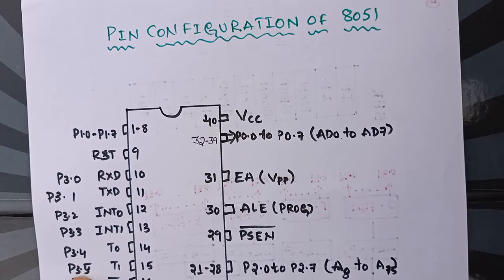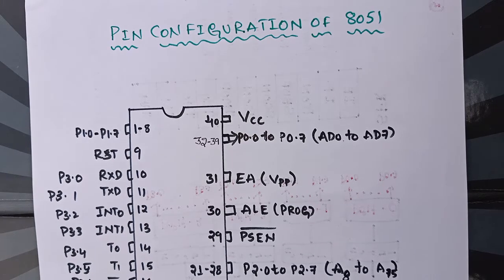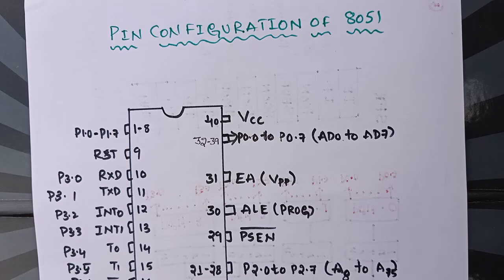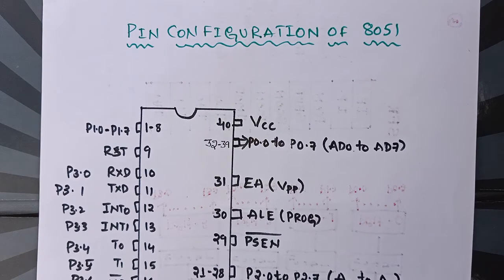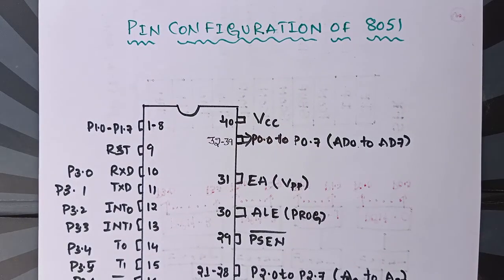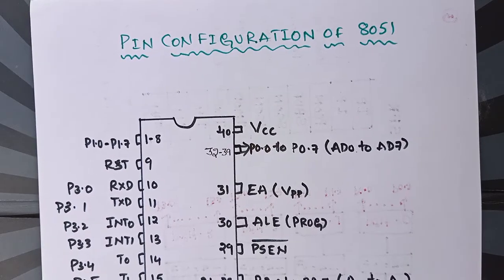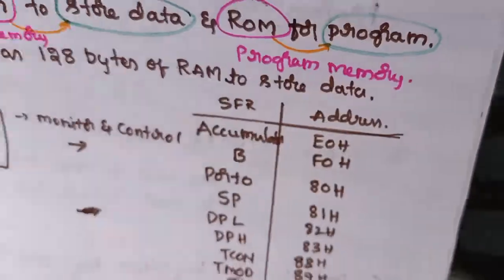P3.4 and P3.5 are used for the timers: pin 14 is for timer 0 and pin 15 is used for timer 1. P3.6 and P3.7 are for writing and reading information through the microcontroller. Pin 16 is to write the information and pin 17 is used to read the information. So this is about the pin configuration of 8051.